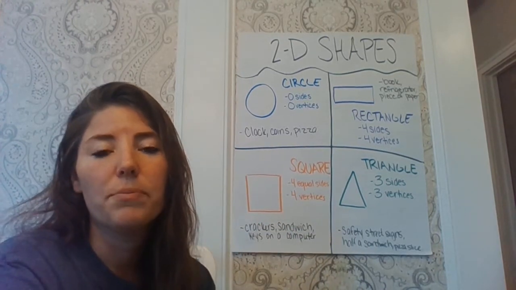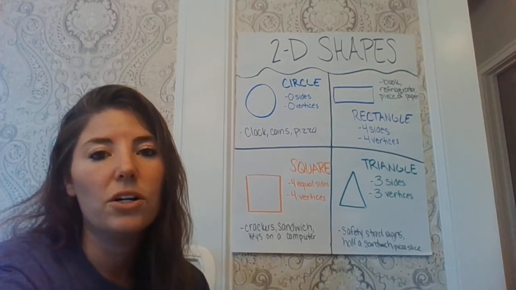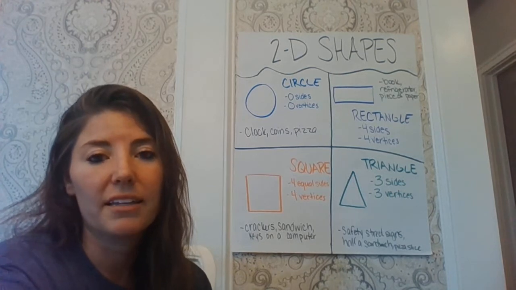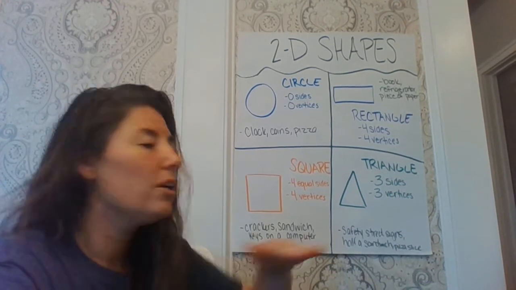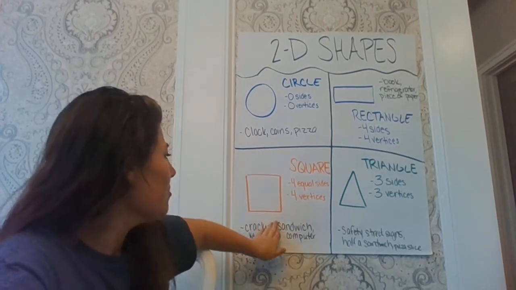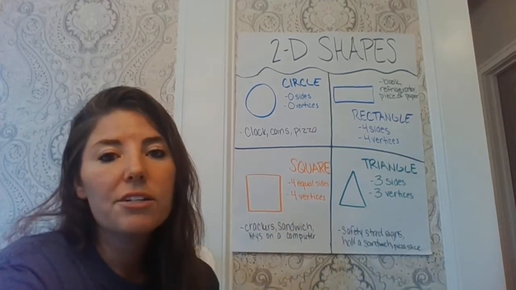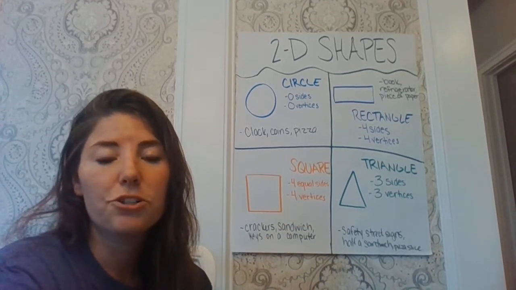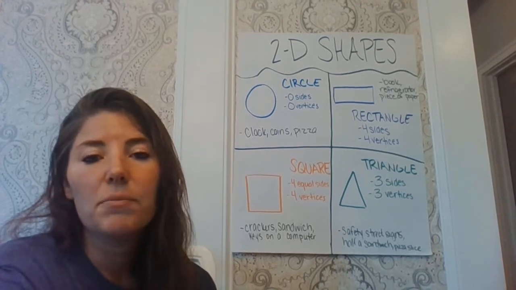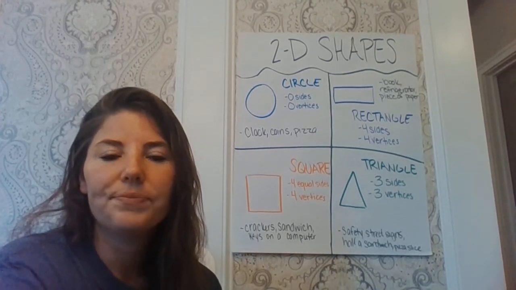I also want to point out that a square has all sides that are the same length. They're not shorter or longer, they're all the same. Some examples of a square would be crackers, it might be a sandwich that you eat for lunch or your parents eat for lunch, or it could be the keys on a keyboard of a computer.